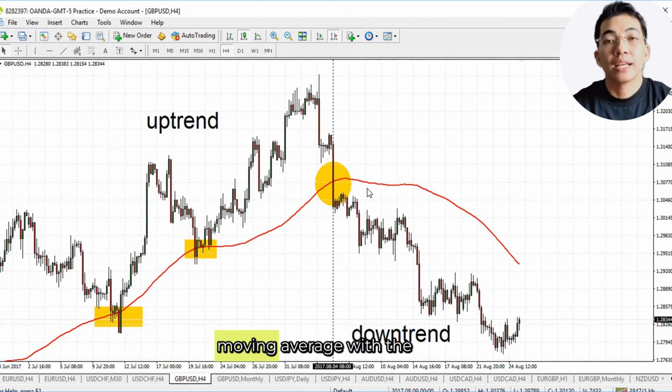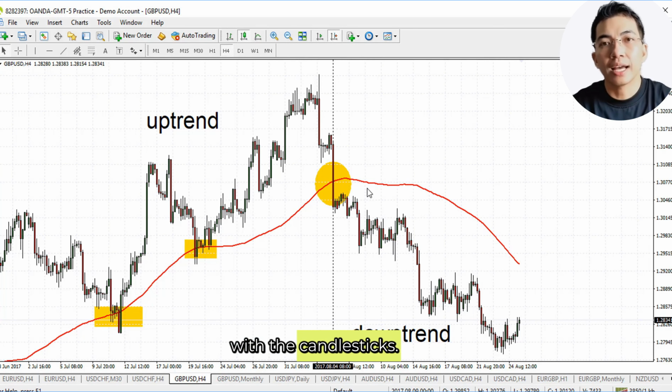How to use the moving average with the candlesticks. We have already seen 3 ways to use the moving average, but we are not going to use the crossover with the candlesticks. I think that the crossover is a good way to analyze the trend in the long period, especially if you use it on daily and weekly charts.